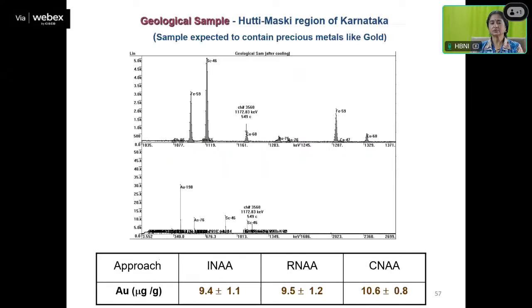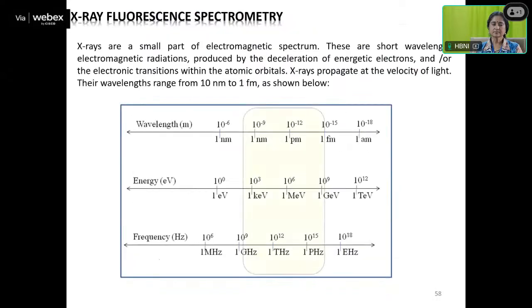Geological samples also you can do by this. You can see now gold has been analyzed in a sample from the Karnataka region, which is expected to contain gold, and it is a complex sample of some soil. All the 3 techniques have been tried, and you can see the values are quite close to each other. The gold concentration is in ppm.